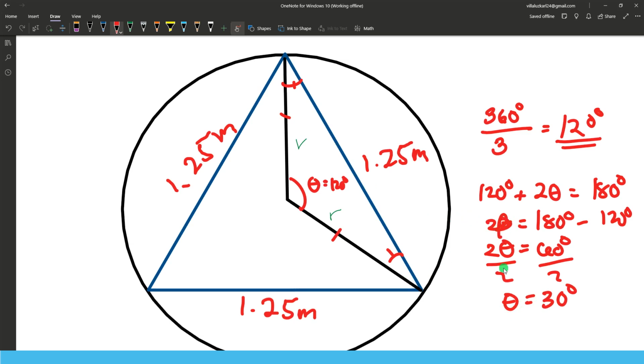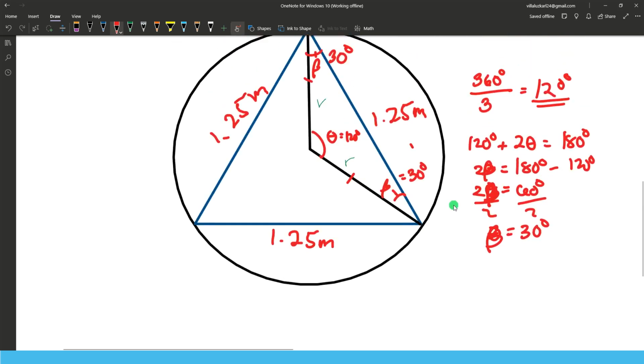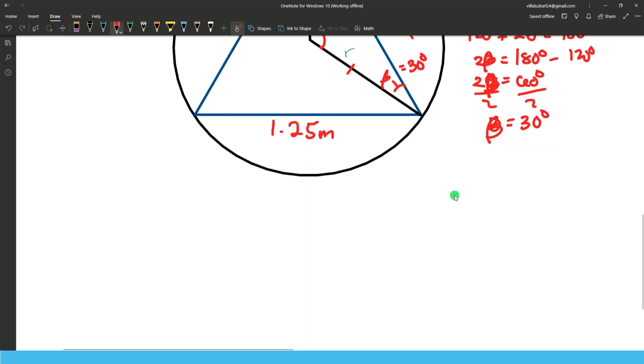Okay, let me use beta, so that we don't have confusion. This is beta, beta. So 30 degrees here, 30 degrees right here. So we now have interior angles. Okay, let's redraw the triangle here. We have 120 degrees, 30 degrees, 30 degrees, and this side 1.25.